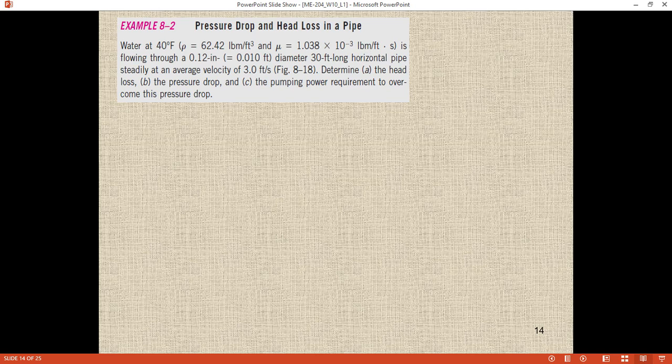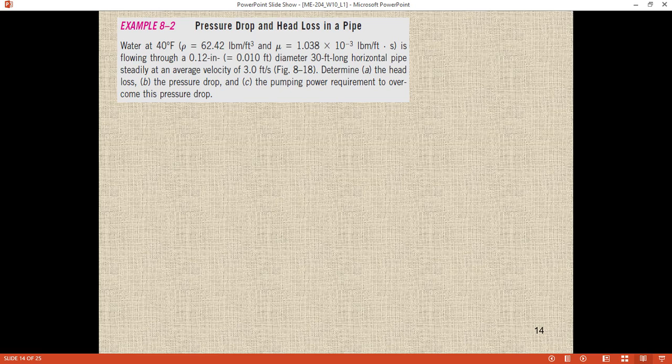So here, water is flowing through a 0.1 inch diameter, 30 feet long horizontal pipe steadily at an average velocity of 3 feet per second. Determine the head loss. In the first case we just derived the volume flow rate. Now here we are going to determine the head loss, the pressure drop and the pumping power requirement to overcome this pressure drop. You see, the higher the pressure drop, the more pumping power will be required.